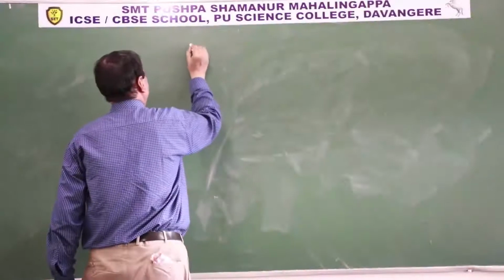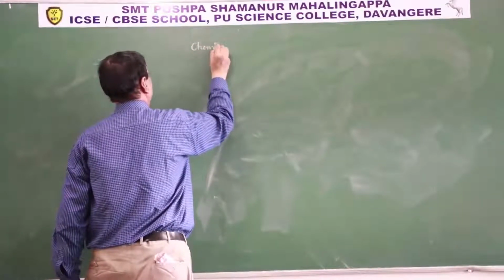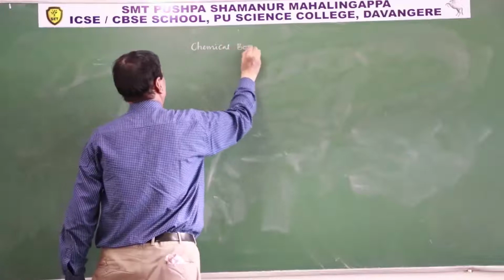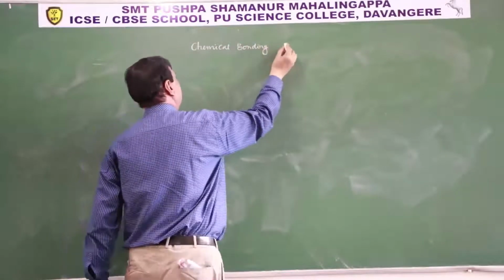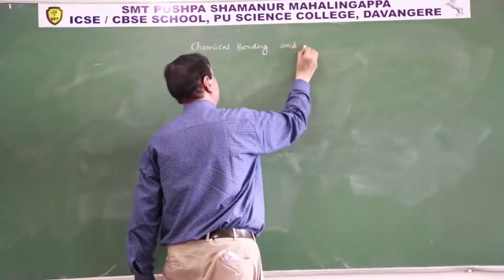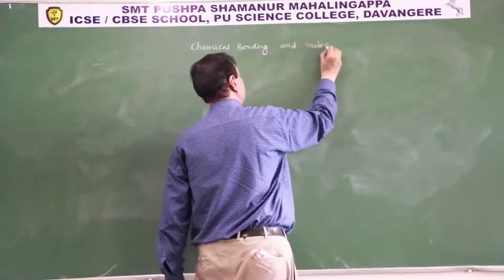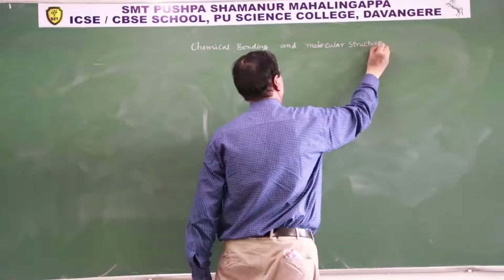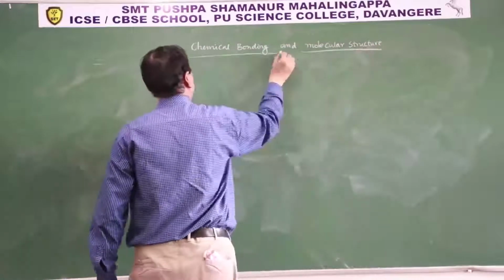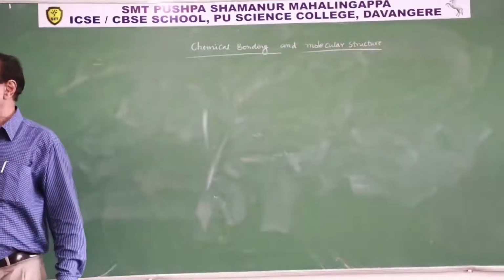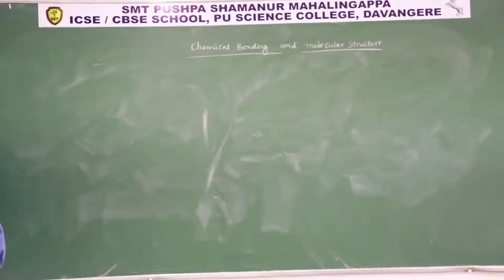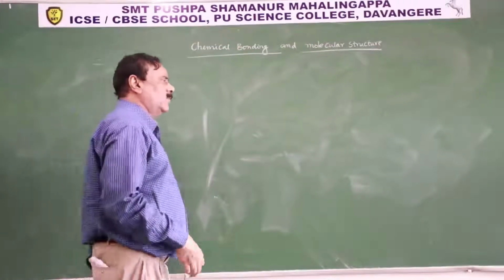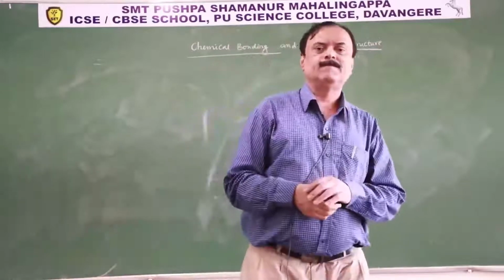Next one is chemical bonding and molecular structure. Chemical bonding and molecular structure. Now, what do you mean by bonding?